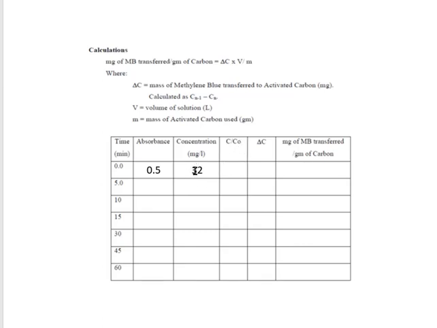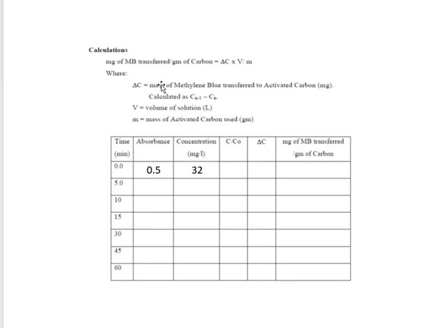So for the first case it will be 32 divided by 32, because it is the first value already. So 32 divided by 32 will become 1. Then later on, whatever value you have here, you will again divide by 32. So every value you will divide by 32, and you will get the C over C naught value here, right?